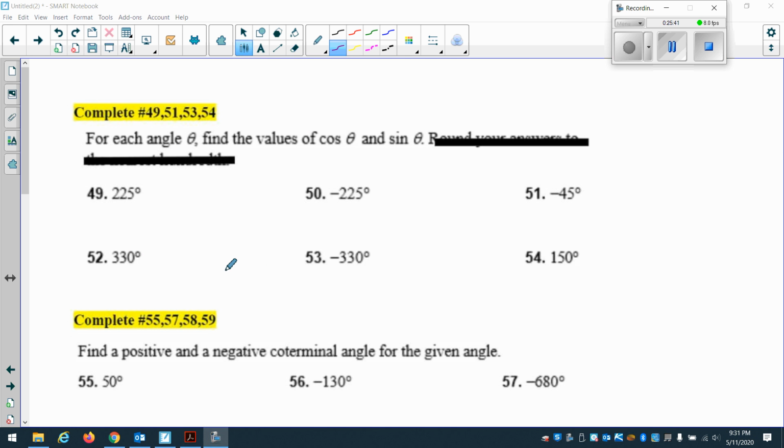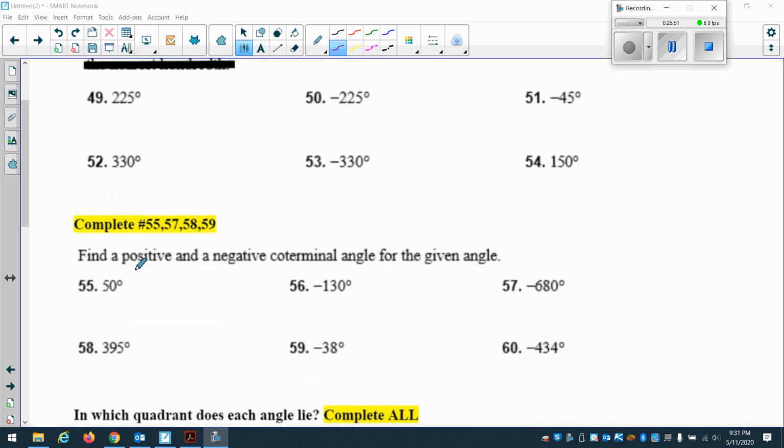All right, for this section here, again, you're just finding the exact values. If it's negative, you add 360. If it's greater than 360, you subtract. Okay, now 55, 57, 58, and 59, you're finding a positive and negative coterminal angle. So if we look at 57, I listed two negative coterminal angles because they both would work.